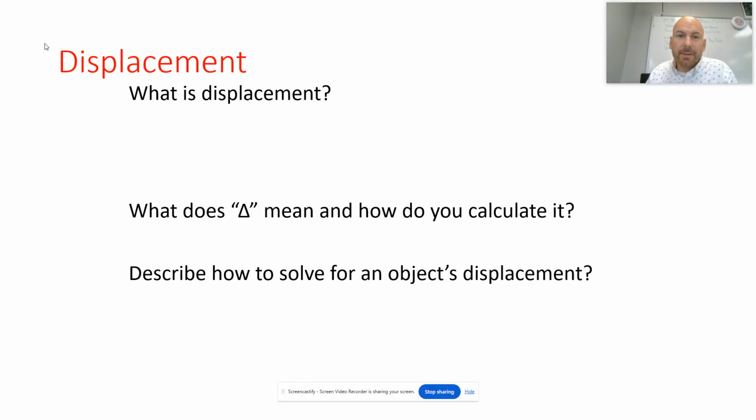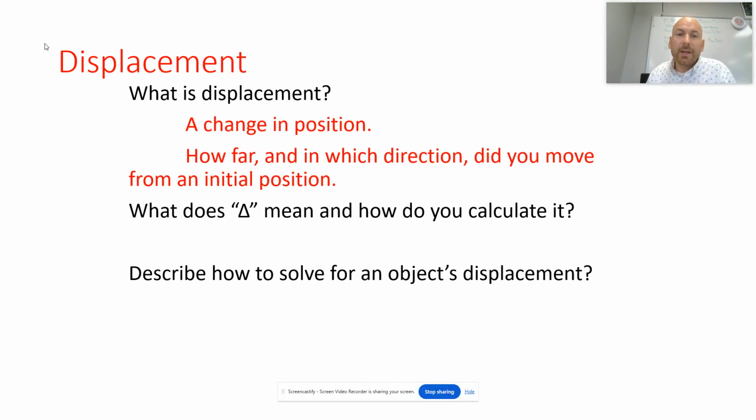So displacement is a change in position. It's how far and in which direction you moved from an initial position. So delta, do you remember that from chemistry? That means change in. How do you calculate that? Final minus initial. That needs to be memorized. You're going to use that a lot this year. Change in, final minus initial.